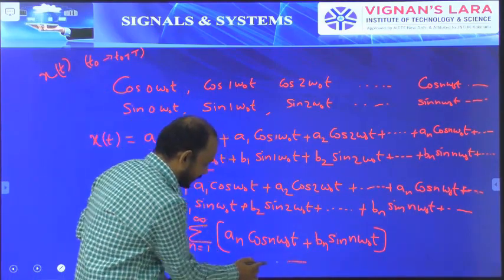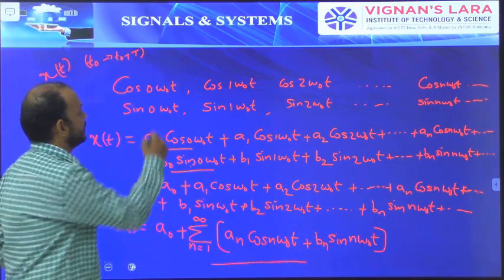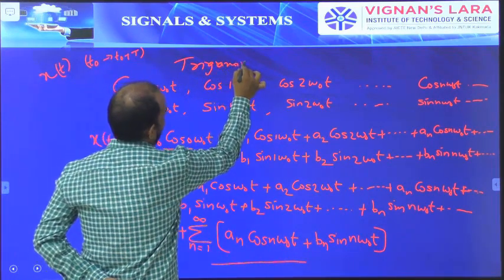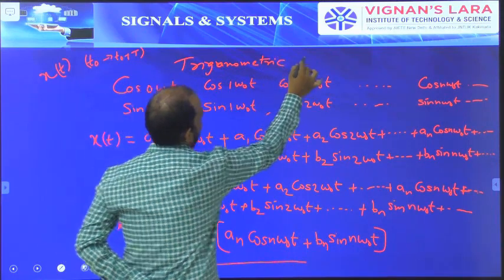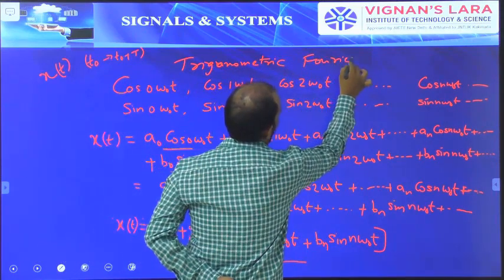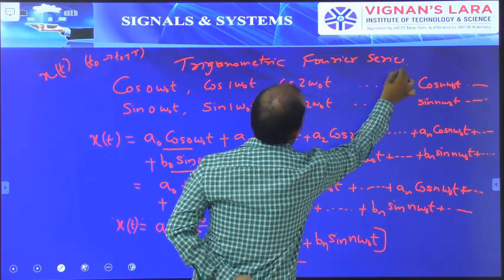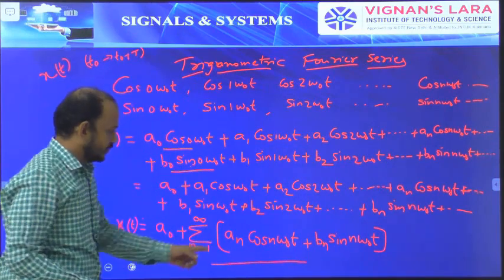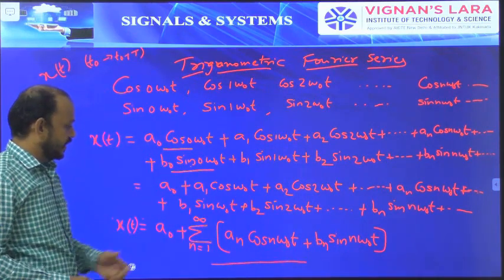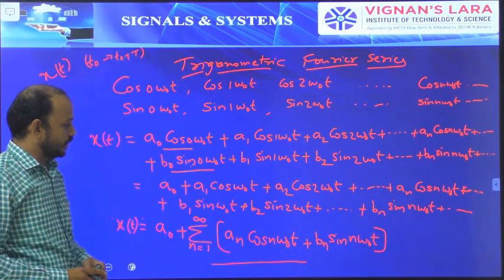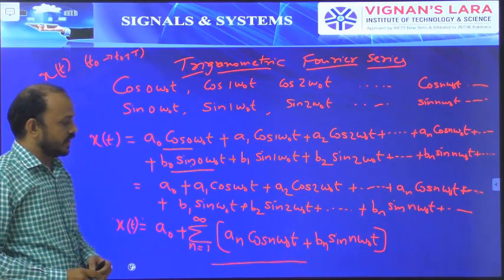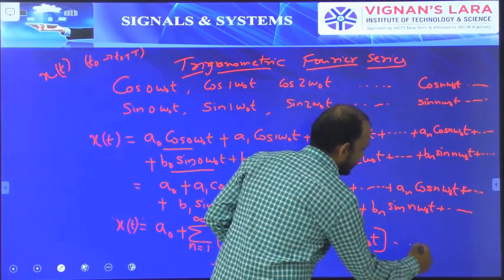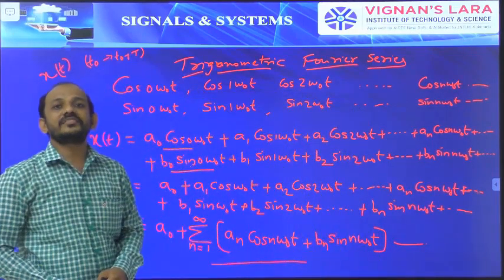So this equation represents the trigonometric Fourier series. So this equation, that is x of t equal to a naught plus summation n equal to 1 to infinity an cos n omega naught t plus bn sin n omega naught t, will represent the trigonometric Fourier series.